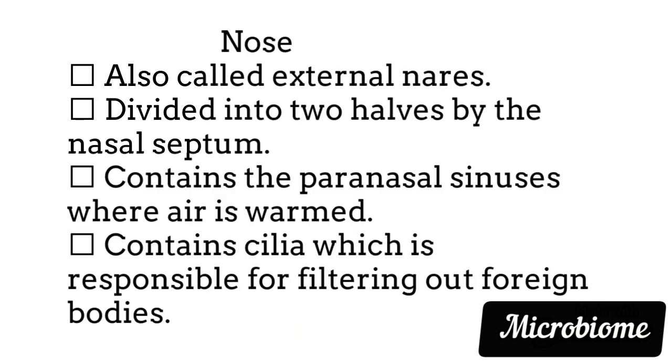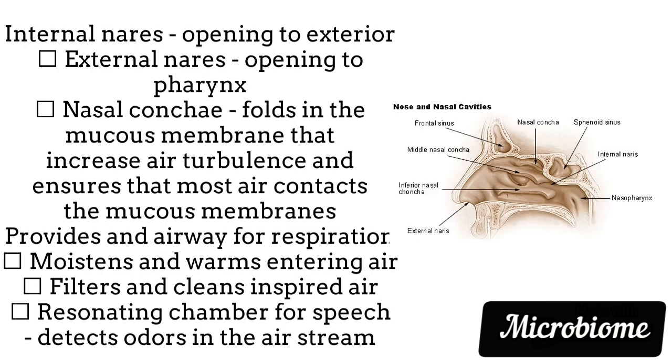Nose, also called external nares, is divided into two halves by the nasal septum. Contains the paranasal sinuses where air is warmed. Contains cilia, which are responsible for filtering out foreign bodies. Internal nares open to the exterior, external nares open to the pharynx. Nasal conchae are folds in the mucous membrane that increase air turbulence and ensure that most air contacts the mucous membranes. Provides an airway for respiration. Moistens and warms entering air. Filters and cleans inspired air. Resonating chamber for speech, detects odors in the air stream.